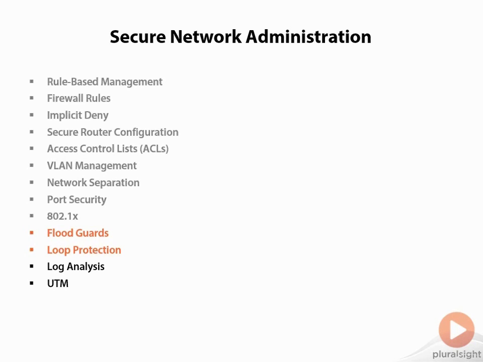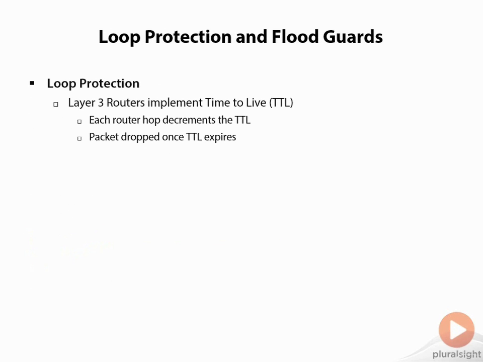Okay, the next concept I want to cover are flood guards and loop protection, and this is going to ensure availability of the network. Previously we talked about securing physical access to the network. Now we want to make sure that that network is actually available for someone to securely access.